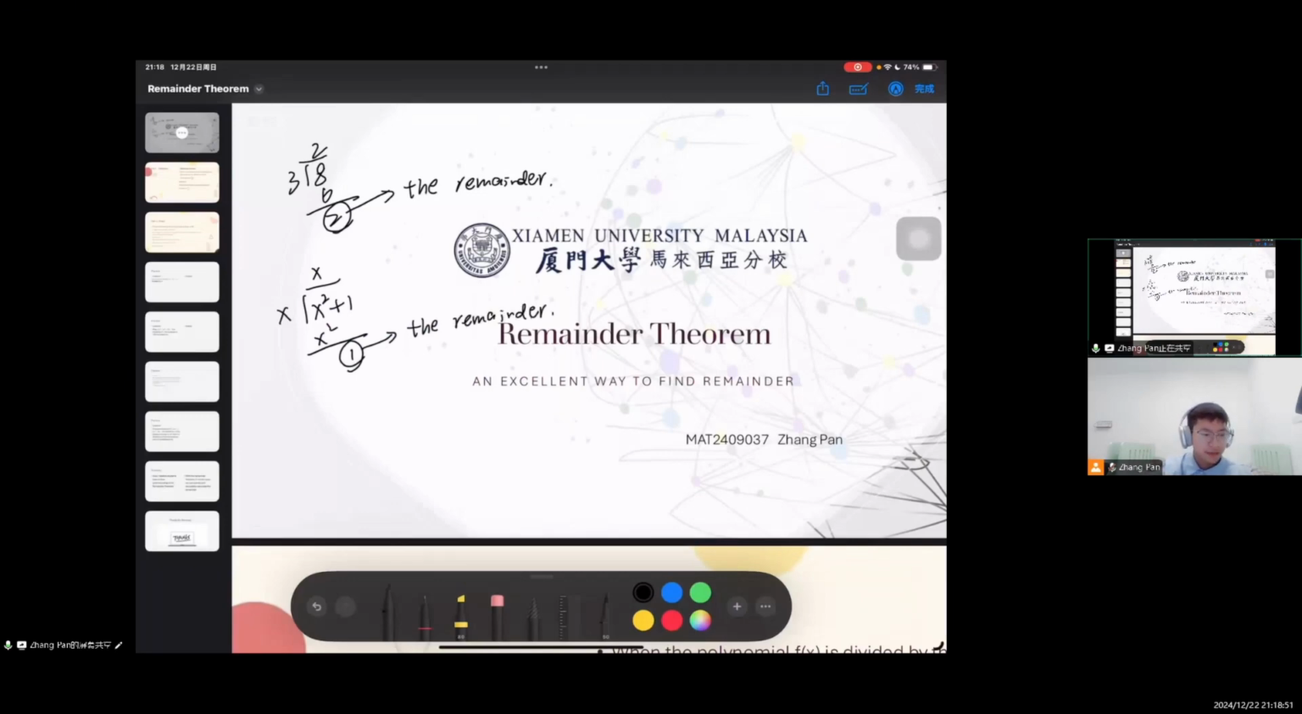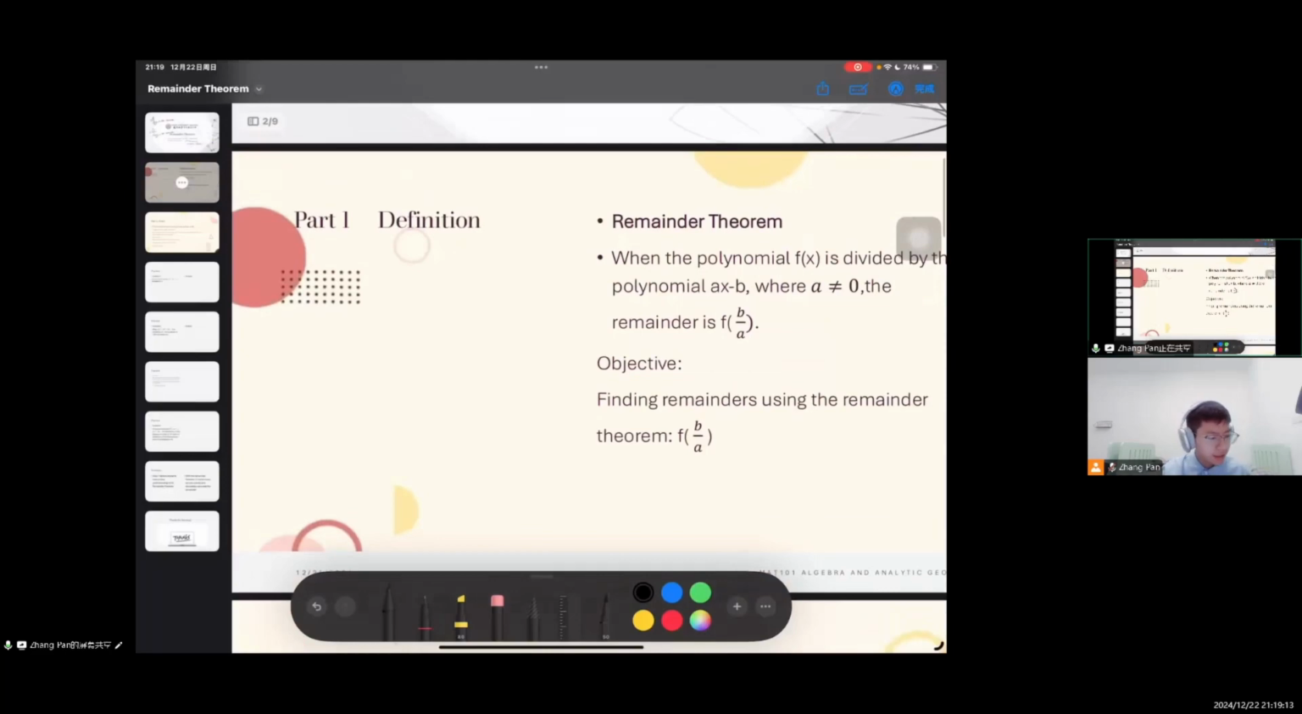Although the results can be calculated, the process is often complex and prone to errors. So today, we are going to learn the remainder theorem, which can quickly help us find the remainder. It's an excellent way to find the remainder. Okay, firstly, let's take a look at its definition.